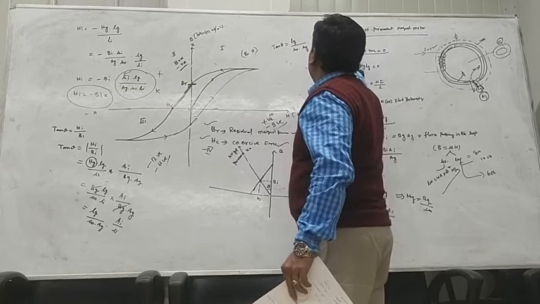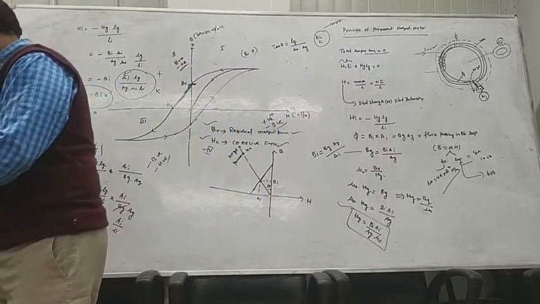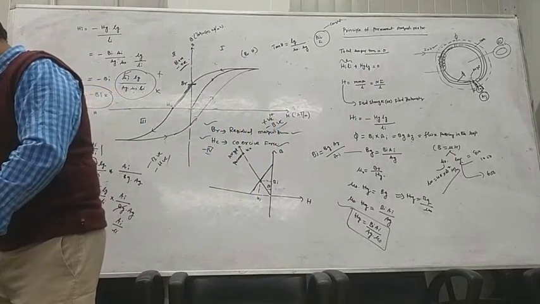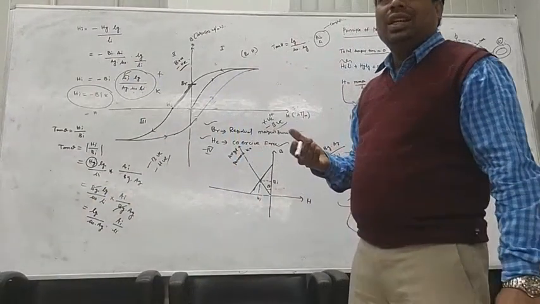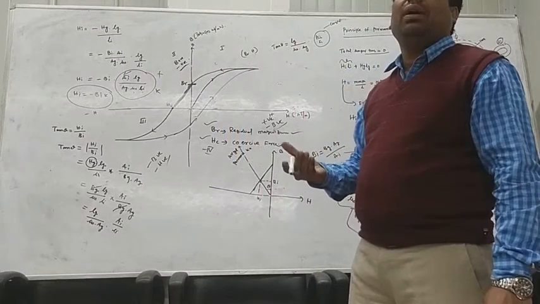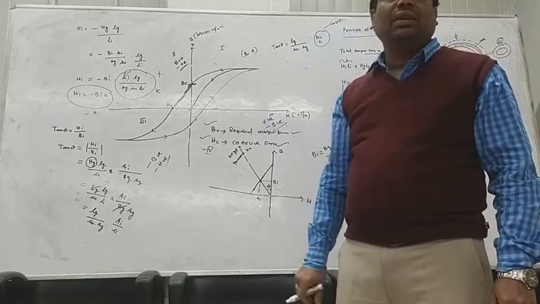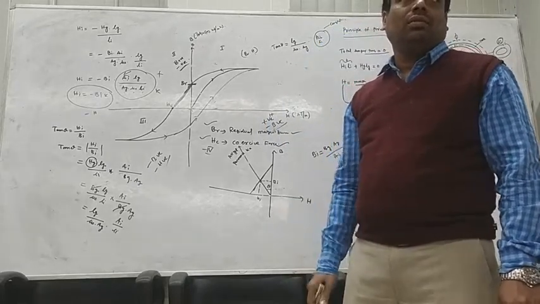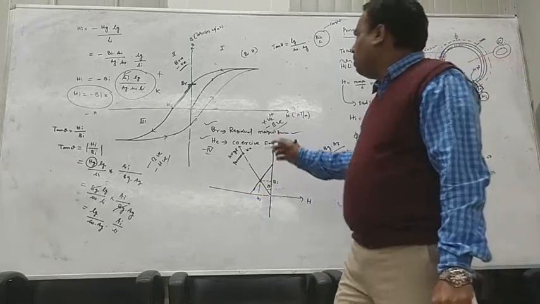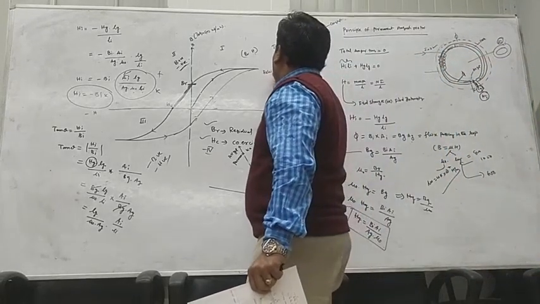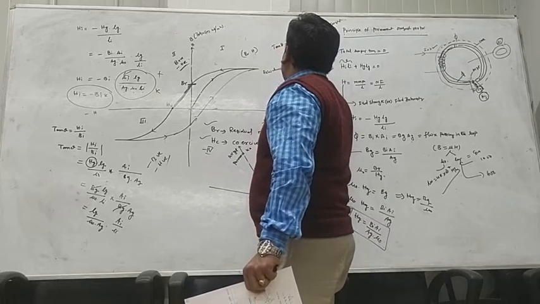This Ai by Li is a constant value. And I think you know what reluctance is. Reluctance is a property of magnetic circuits which opposes the flow of magnetic flux lines. It is similar to resistance in an electrical circuit. As you know, reluctance is equal to 1 by mu into L by A.